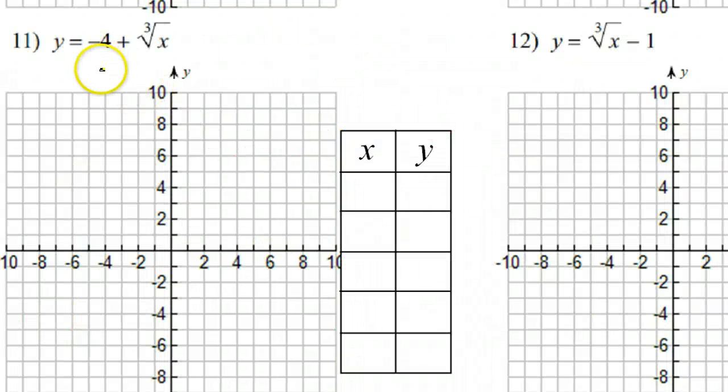Now, number 11. This is not an a value, all right, because of this plus sign. Please understand that this is the same thing as having y equals the cube root of x minus 4, all right? These are equivalent. So there's no a value, so we will just do a 2-column table.